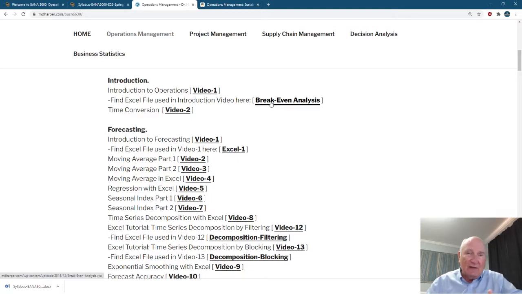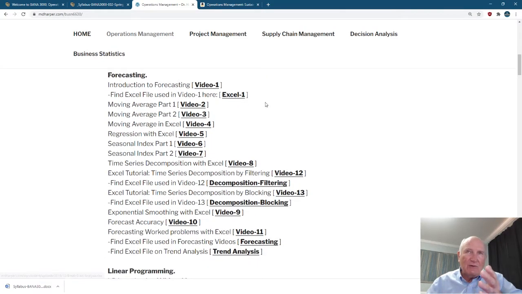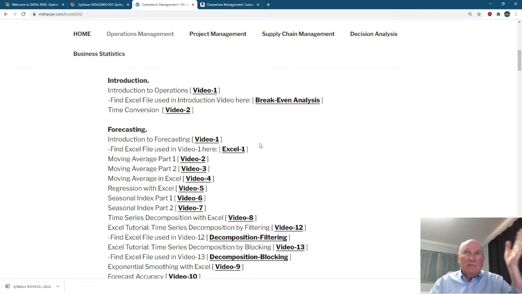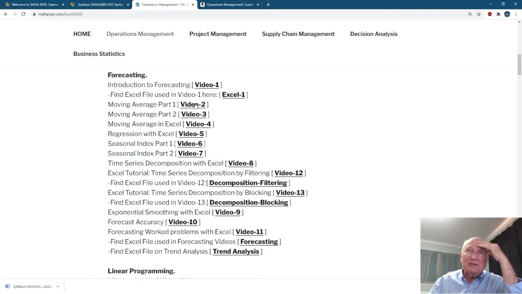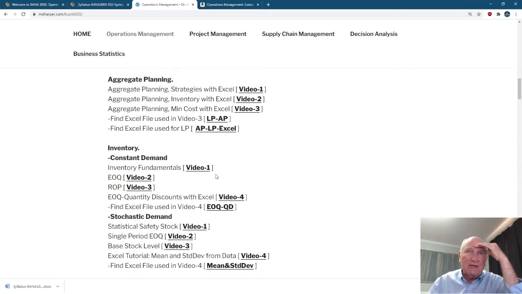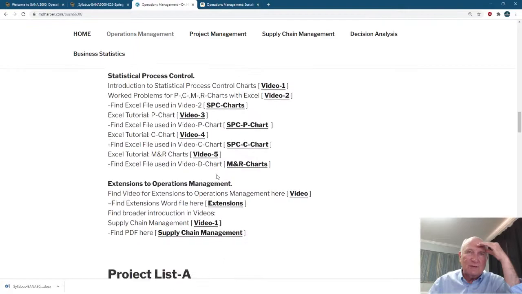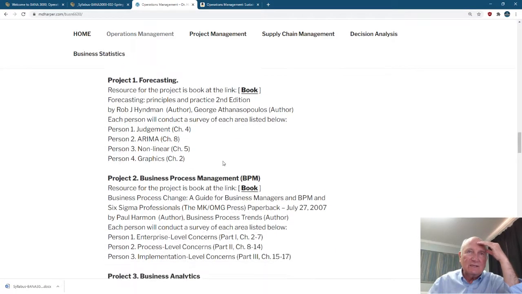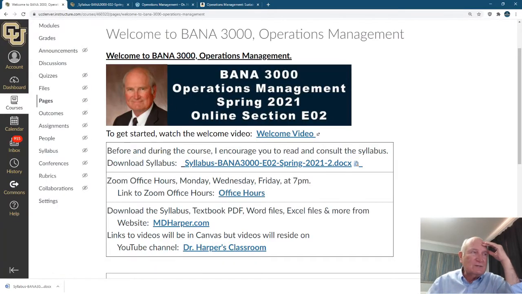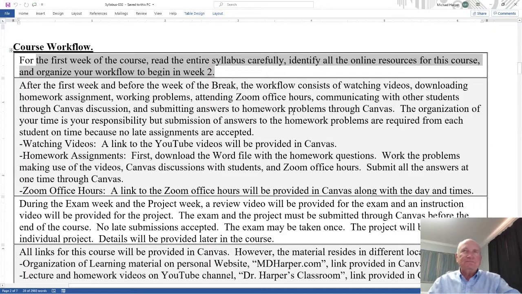Sometimes I have Excel files on how to work this stuff, on how to work the material in the videos. I'll also have in the homework videos how to work the material in the homework. And so I have forecasting, and some of these go beyond this course, in my graduate course and other courses. I have forecasting videos here, linear programming videos, aggregate planning, inventory. So I have a lot of resources here. At the bottom are the project lists here if you want to use those. We'll talk about those in just a second. Okay, let's go back to the syllabus.